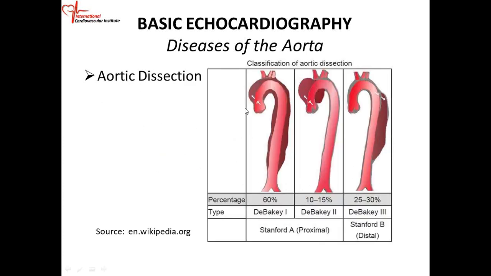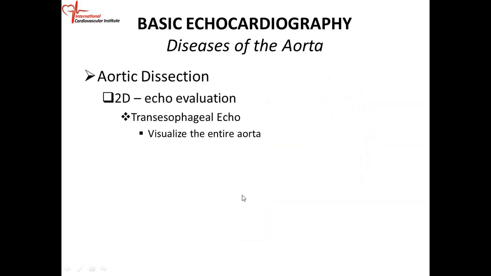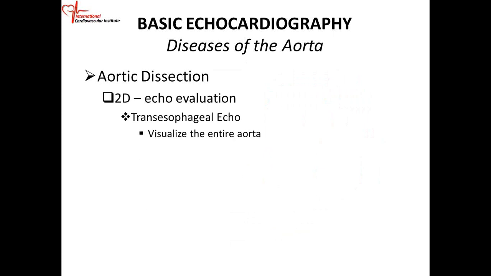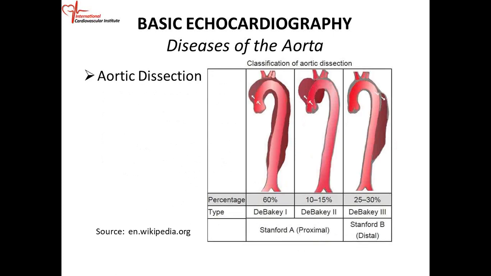So this will be your DeBakey 1. Okay, it starts in the ascending aorta, a rip in the wall, and it goes all the way down. So 60% of your patients are going to have DeBakey 1, and then this is DeBakey 2. It starts in the ascending aorta but stays there. So 10 to 15%. So these patients need surgery.